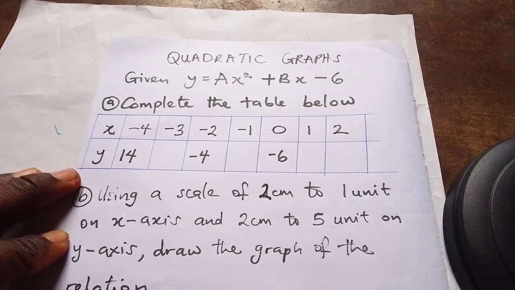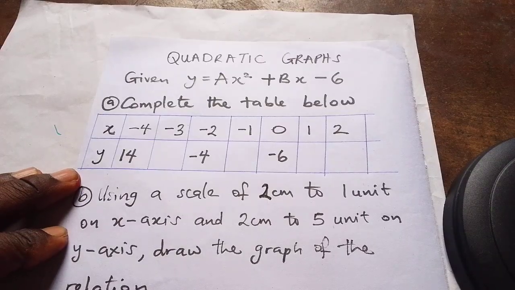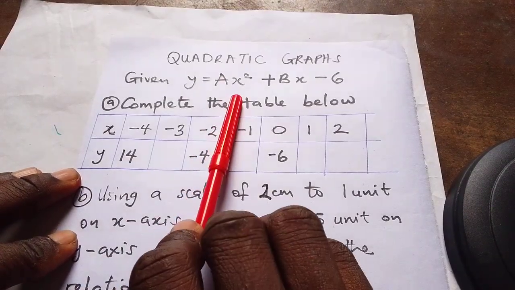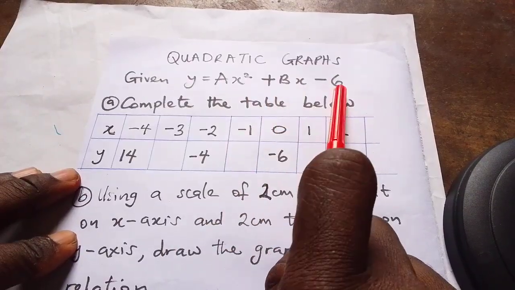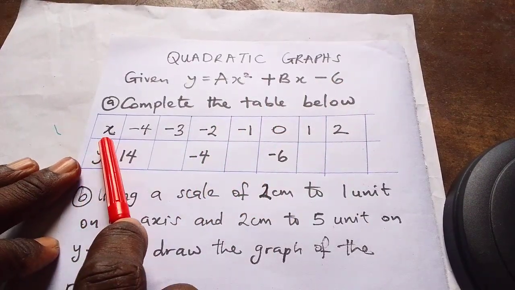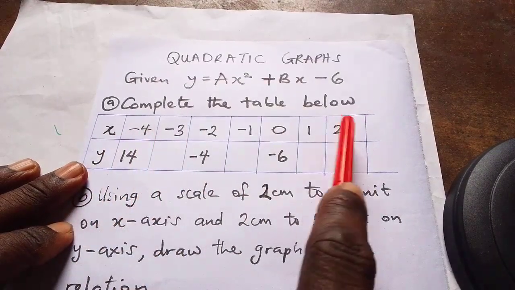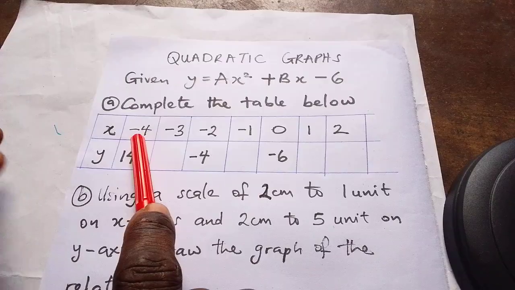Hello students, we are still on quadratic graph. Now let's consider this particular question. Given y equals ax squared plus bx minus 6, complete the table below. You have been given this table below.